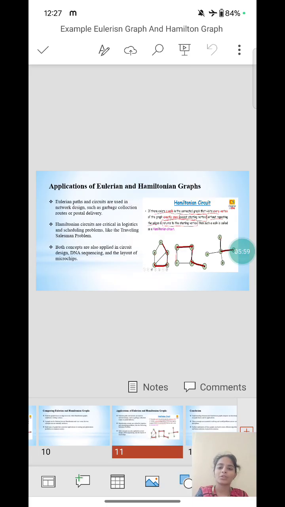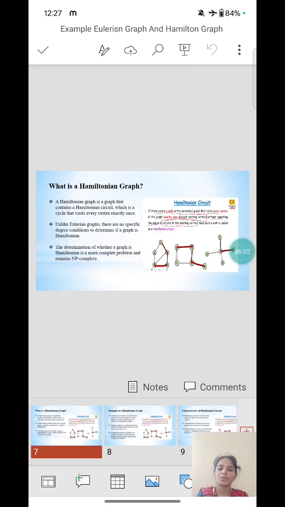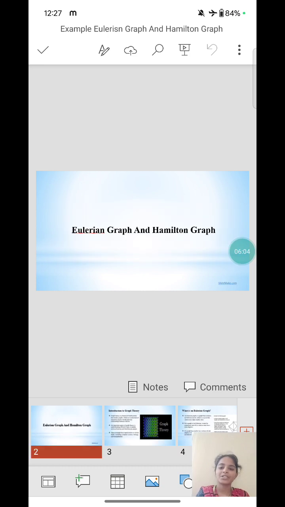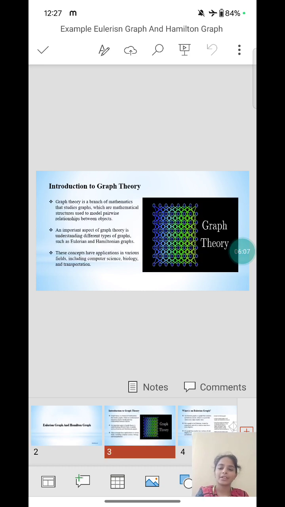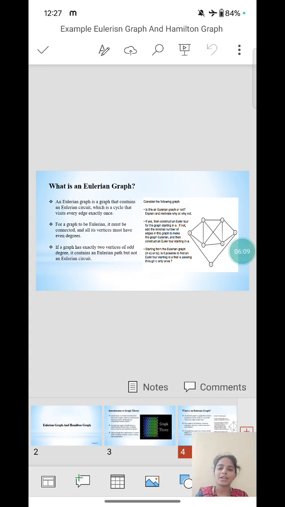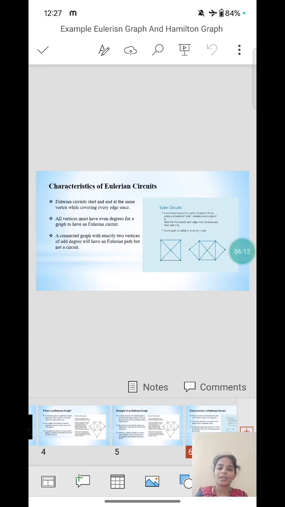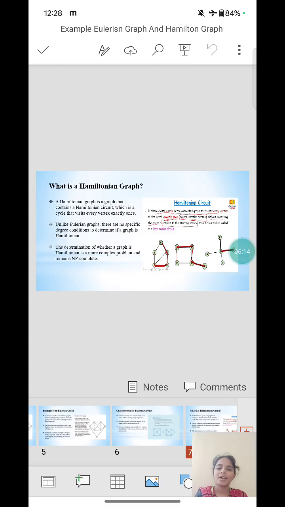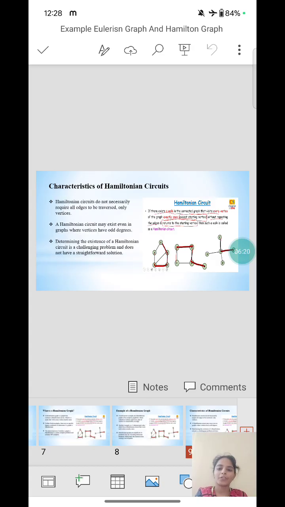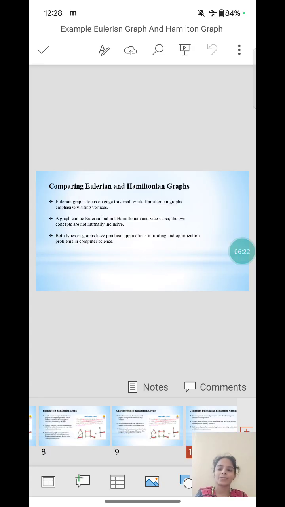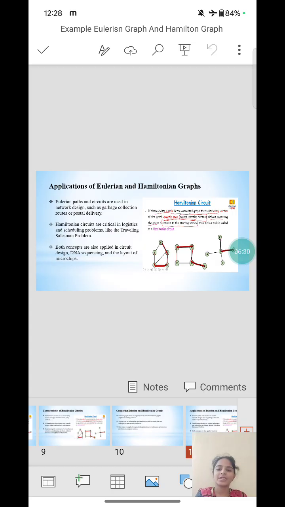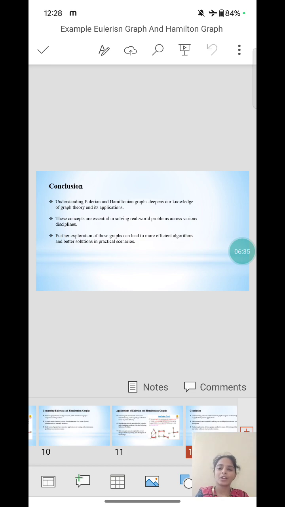So this is all about the concept of Hamiltonian and Eulerian graphs. In this session we discussed the introduction of graph theory, what an Eulerian graph is, an example of an Eulerian graph and its characteristics, and what a Hamiltonian graph is, an example of a Hamiltonian graph and its characteristics. After that we compared both Eulerian and Hamiltonian graphs. After that we discussed applications of Eulerian and Hamiltonian graphs and lastly the conclusion.